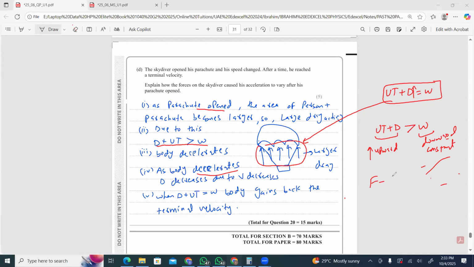And again, the speed and drag are directly associated with this formula. So when your speed is down, your drag is down too. When your drag is going down, the moment will come when D plus upthrust will become equal again, and the body will gain back a terminal velocity. But now this velocity is smaller than the previous terminal velocity. Okay, but both are actually terminal velocities.